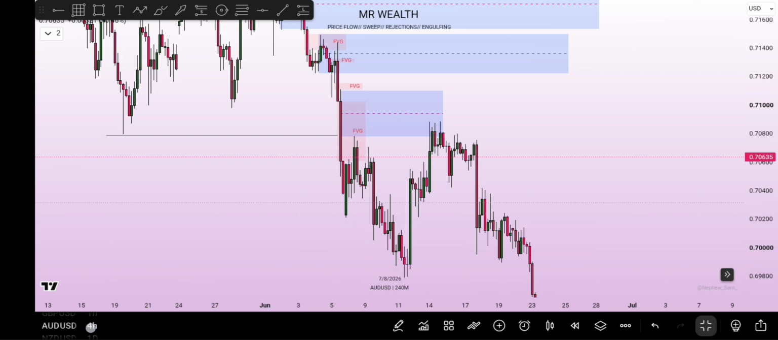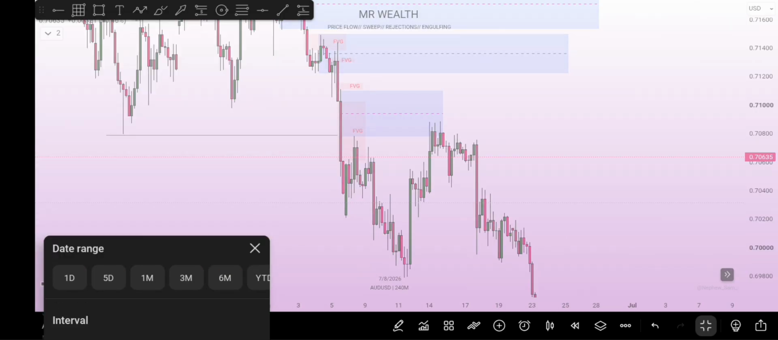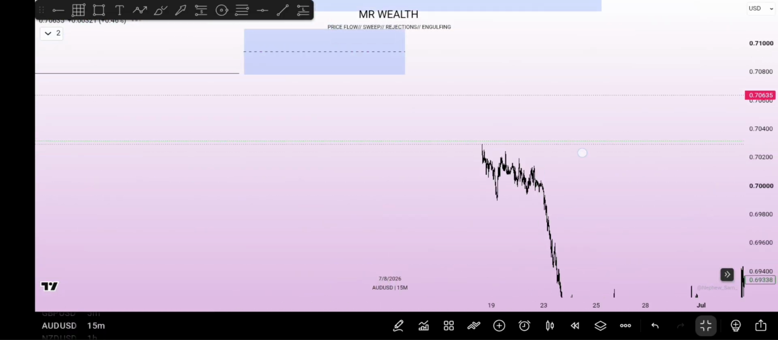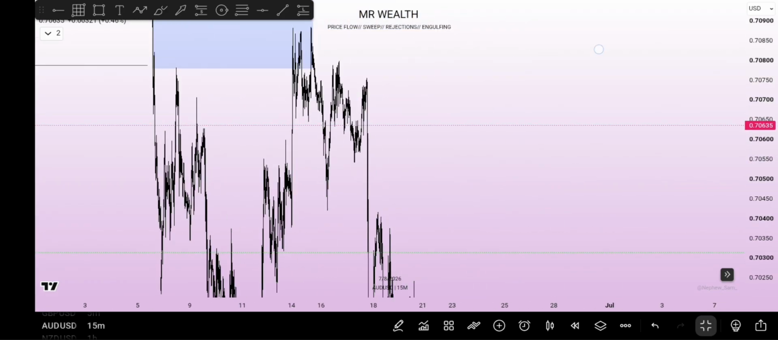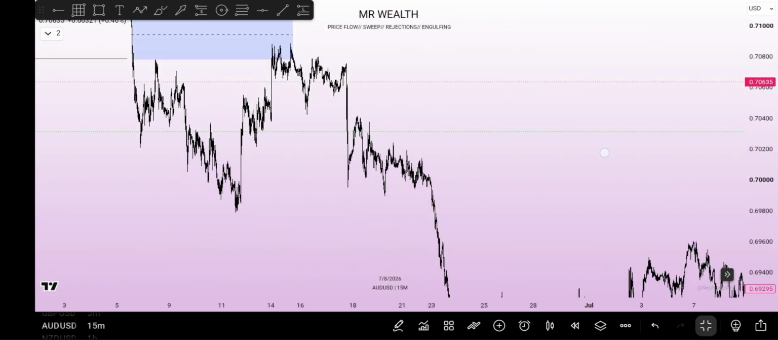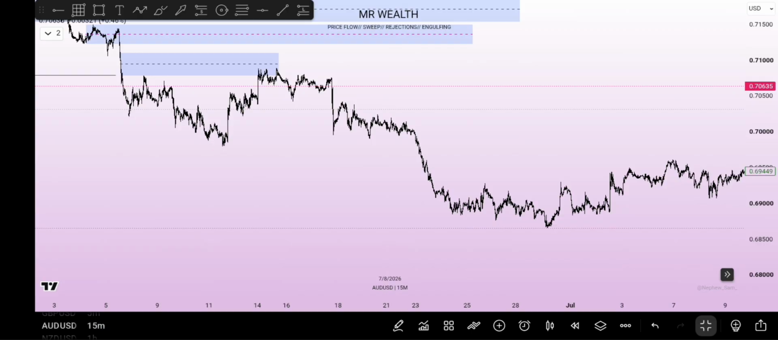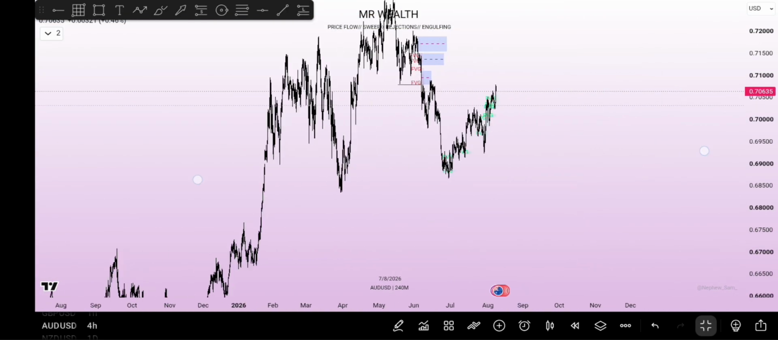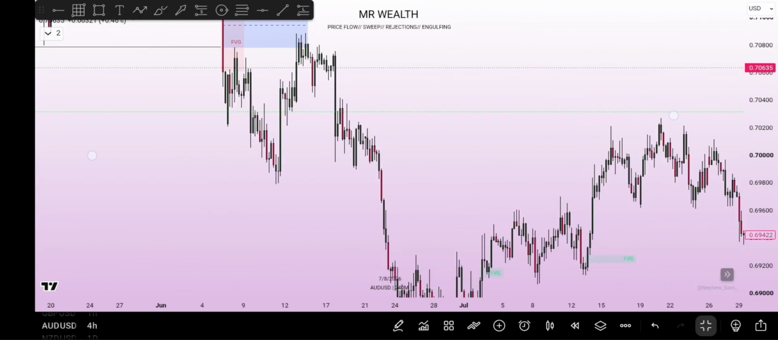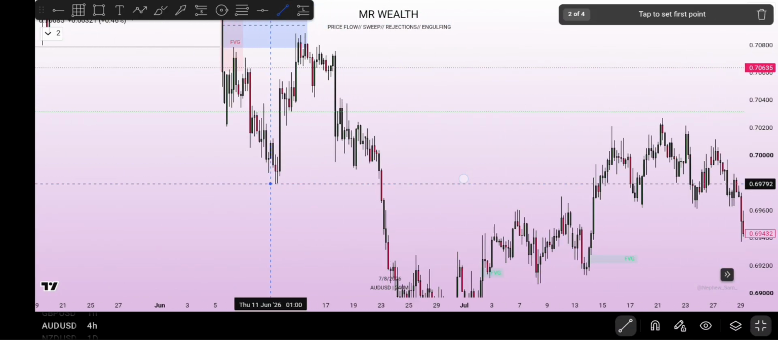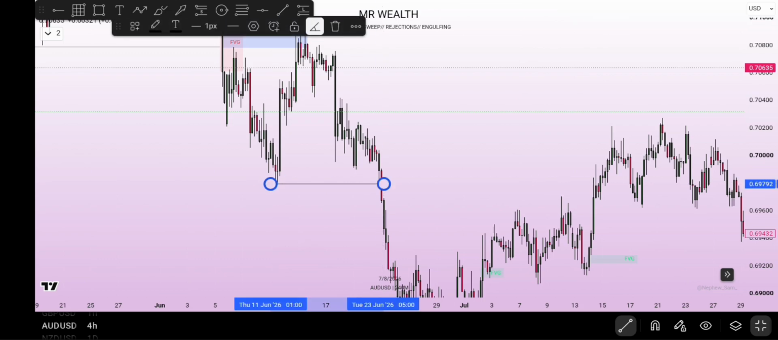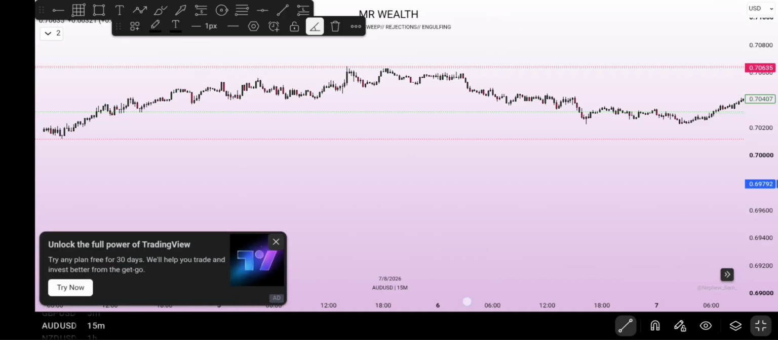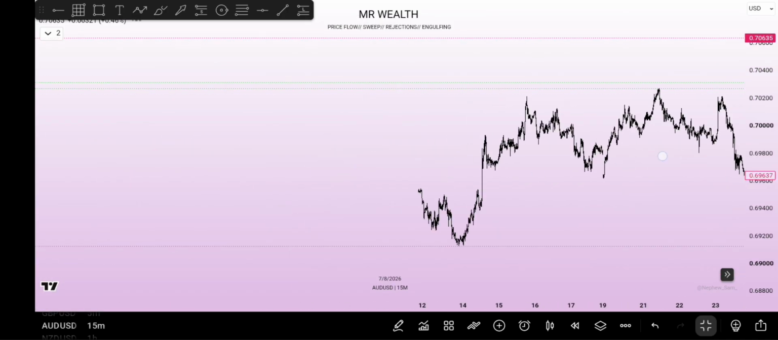So we scale down to the 15 minutes time frame. This is what we are targeting, that 4 hour leg, targeting the 4 hour low, which is right here. This right here is what we are targeting. So let's go back to the 15 minutes time frame.